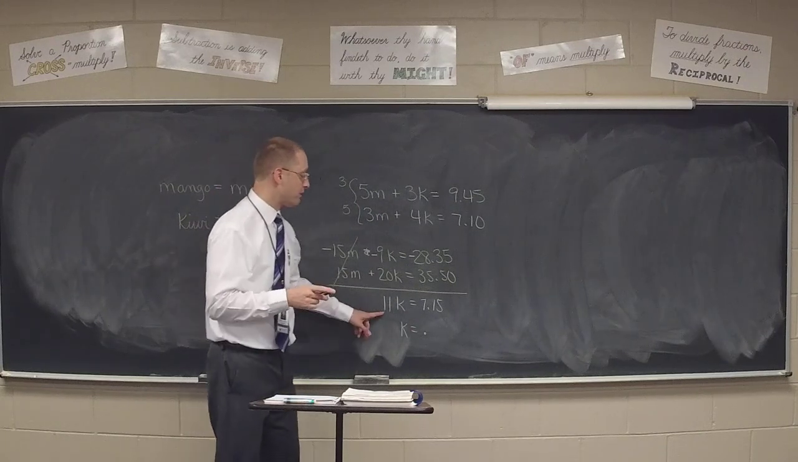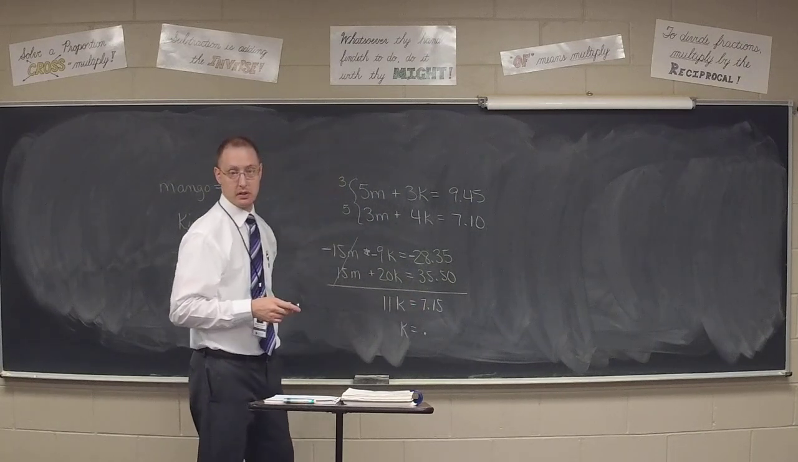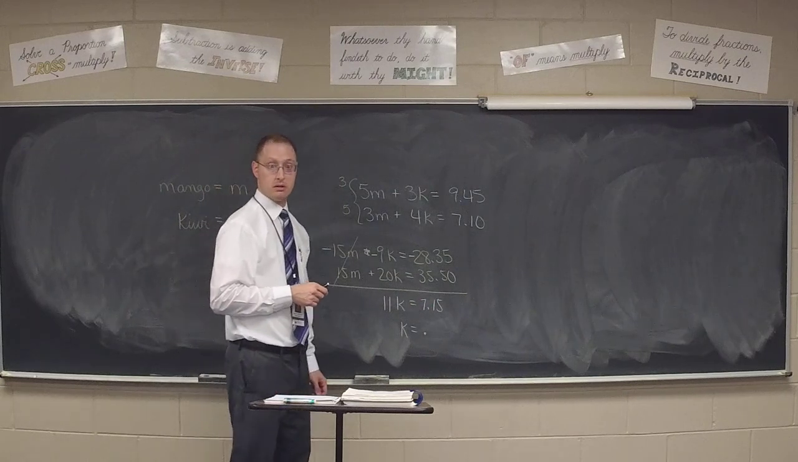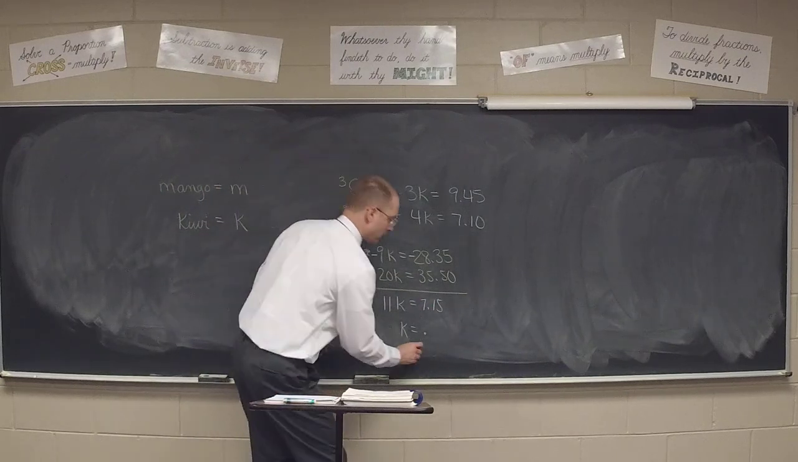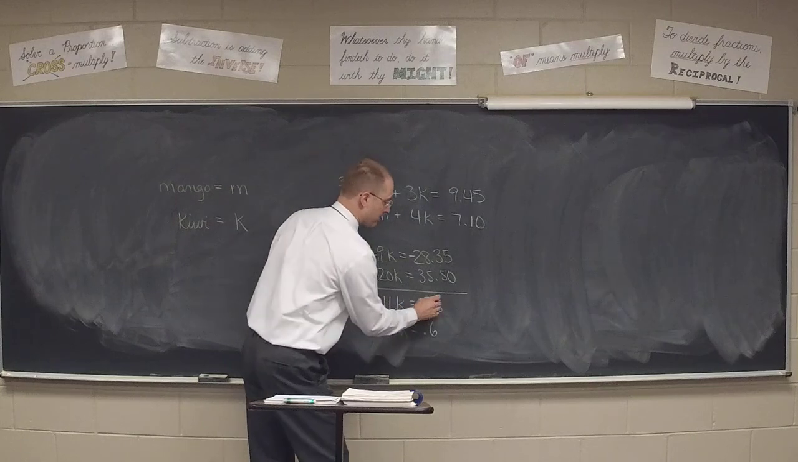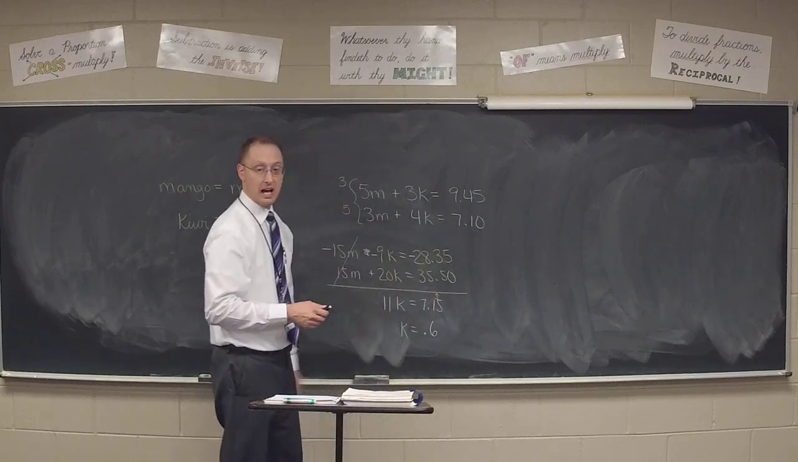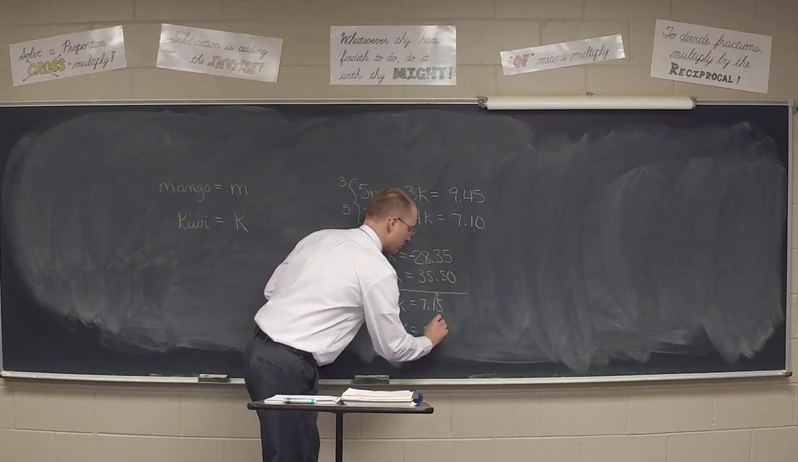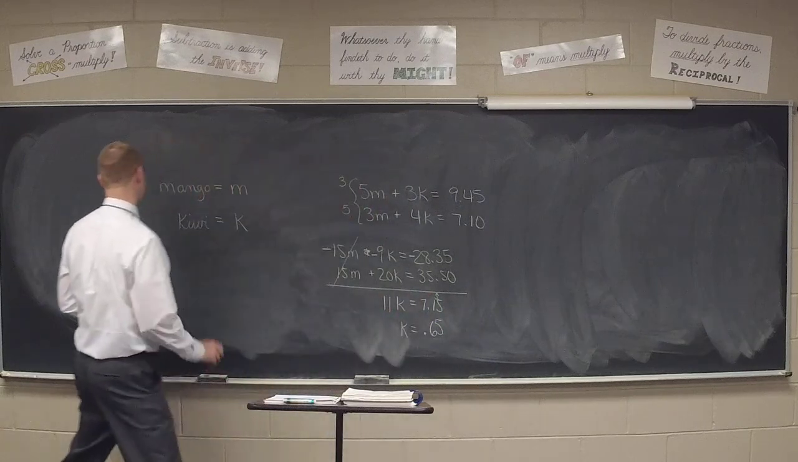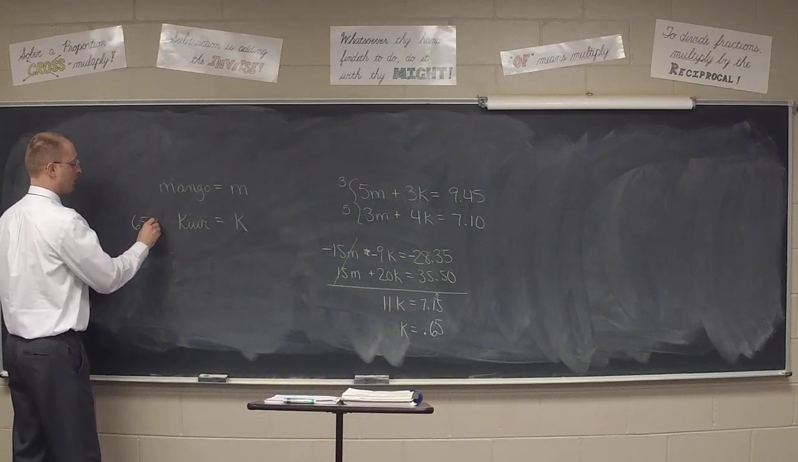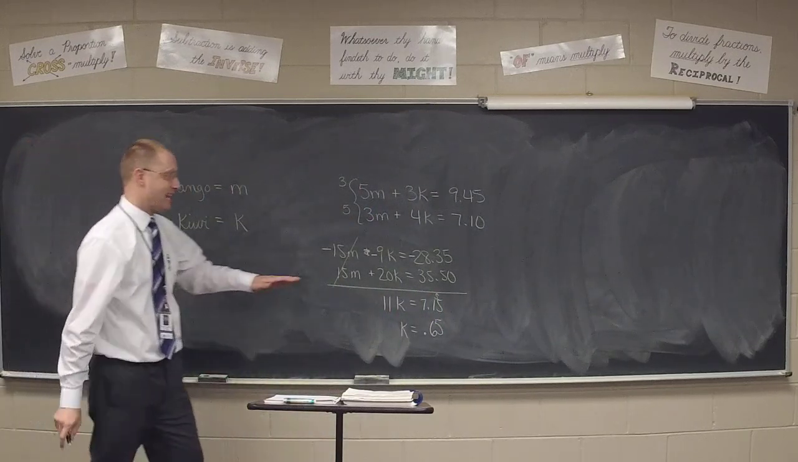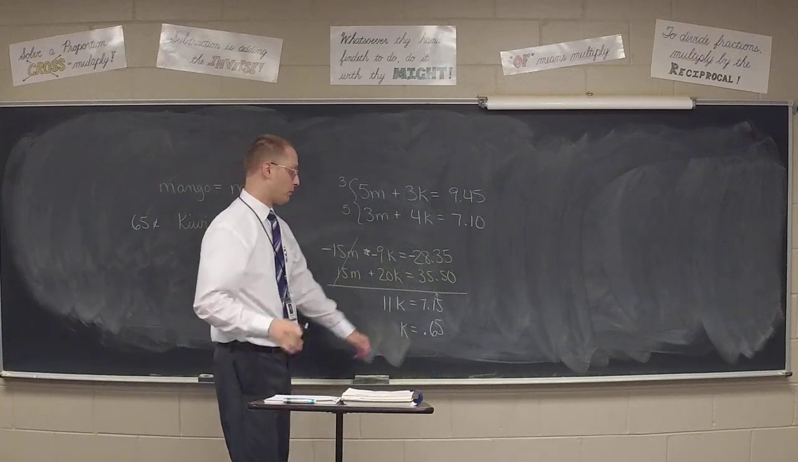All right. 11 goes into 71 how many times? 6. That'd be 66, right? So 66 would leave me with 5 left over. 11 goes into 55 5 times. So we should have gotten 65 cents for a kiwi. And we're going to take that 65 cents, Maddie, do what with it?